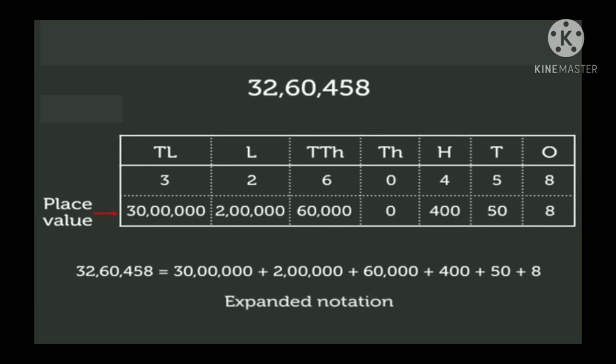Now we have to write it in expanded form. So in expanded form we'll write the place value of each digit with an addition sign. We'll write the expanded form of this number like this: 30,00,000 plus 2,00,000 plus 60,000 plus 400 plus 50 plus 8. Here I have not written 0 because 0 in any place is equal to 0. So we will not write 0 in expanded form. If you write it, it will also not change the value.